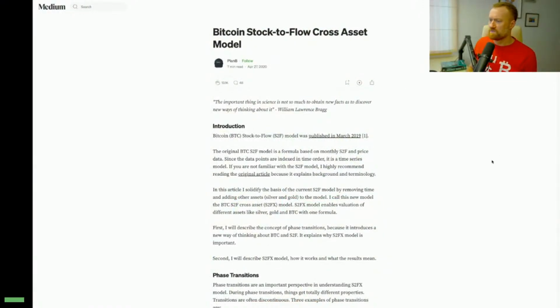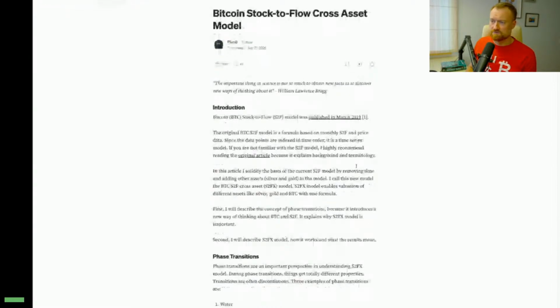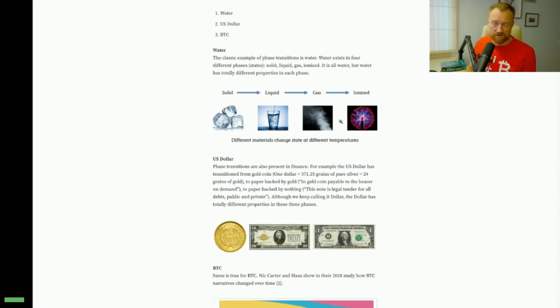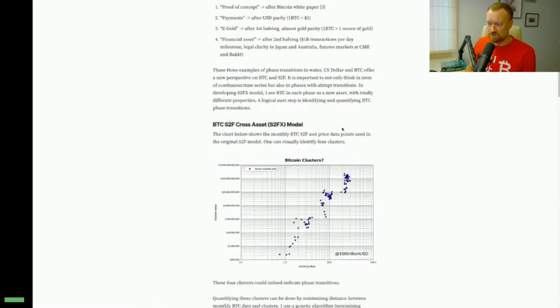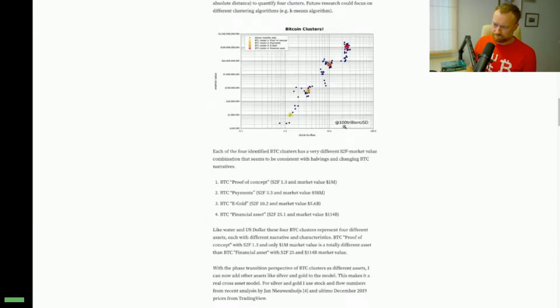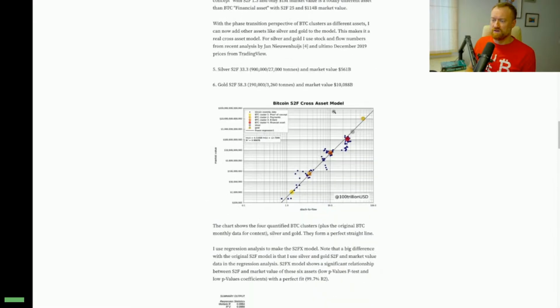All right. So this is the 2020 stock to flow model. Again, it's based on what he calls the cross asset model, and it is a power curve. Okay, so it's a straight line on log scale. So you go down here, he's putting Bitcoin on. Sorry, it's a straight line on log scale. Should be clear. Power curve is a straight line on log scale.